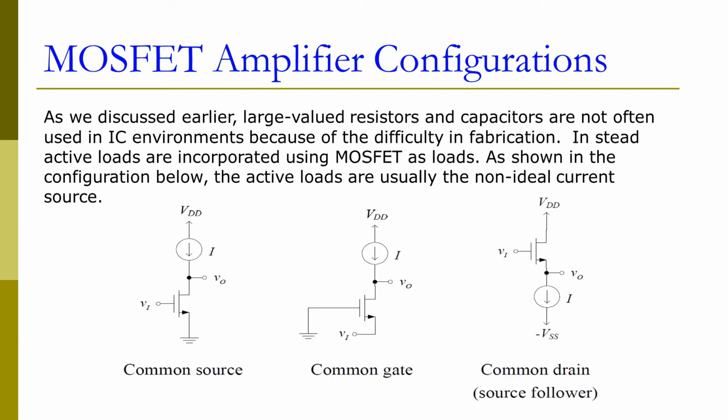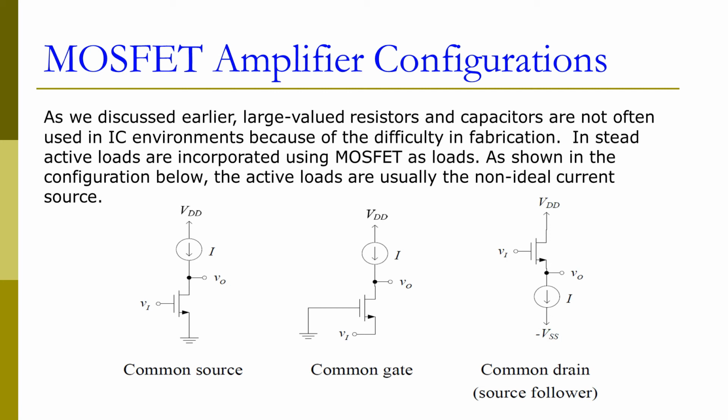As we discussed earlier, larger valued resistors and capacitors are not often used in the integrated circuits environment because of the difficulty in fabrication. Instead, we can use active loads to bias the transistor, as shown here in this configuration below. We can use some current source to bias the transistor. Those active loads are usually non-ideal current sources. For example, we can use a current mirror to generate that current source. So here is the common source amplifier configuration, and instead of using RD, we can use a current source to replace RD here. For common gate, we do the same thing, using a current source to bias the transistor, and in common drain, we will have a similar configuration.